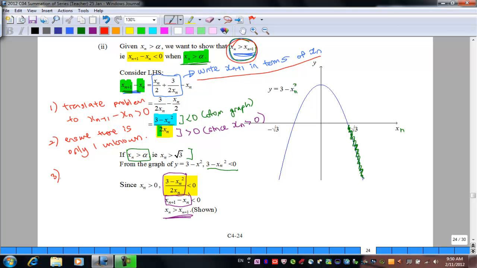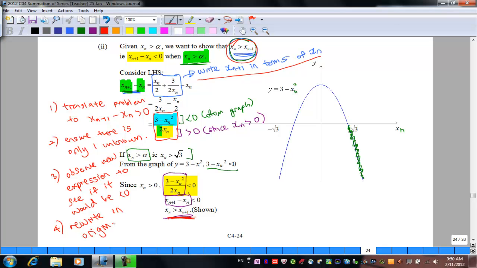Now following that, what did I do? Observe the new expression and try and conclude whether it will be positive or negative. And finally, I have to rewrite it into the original form and see that I have successfully shown.